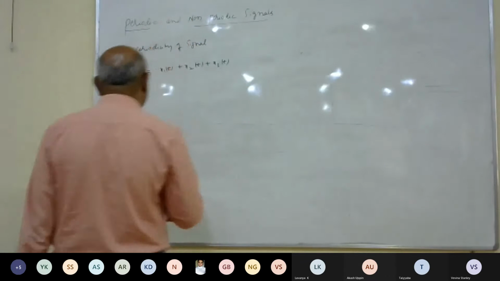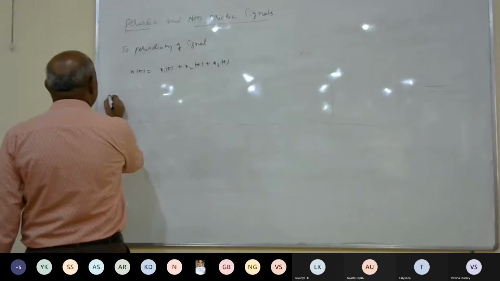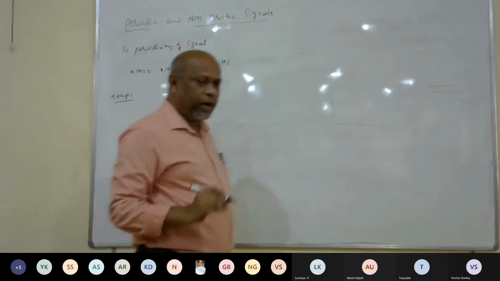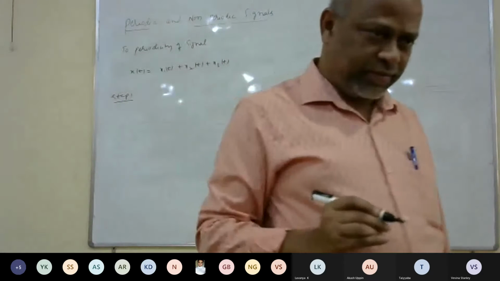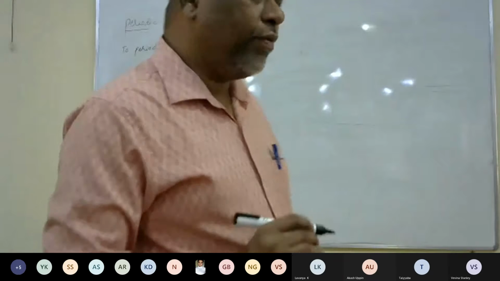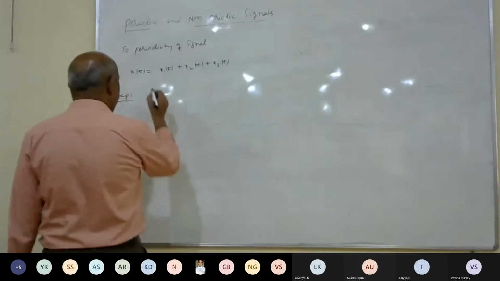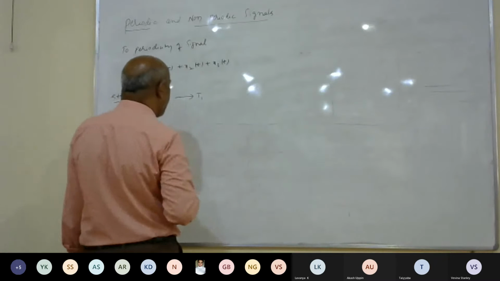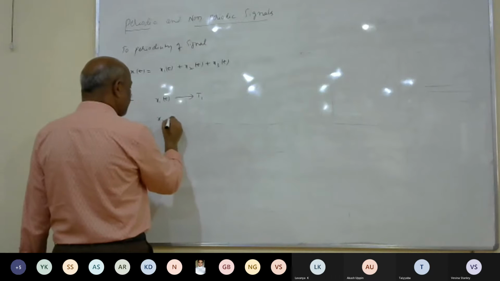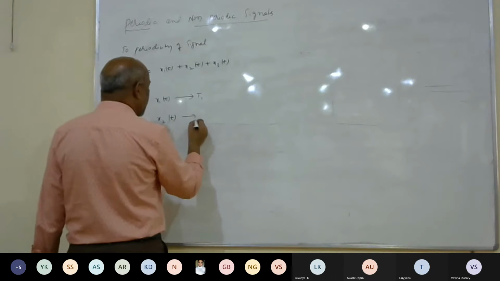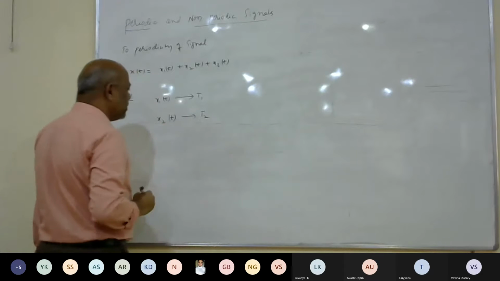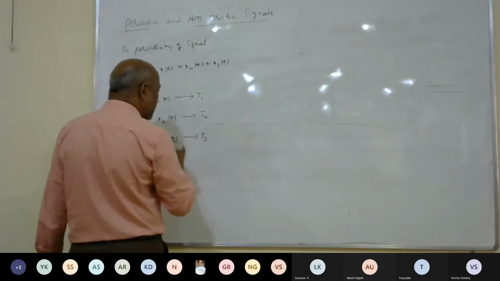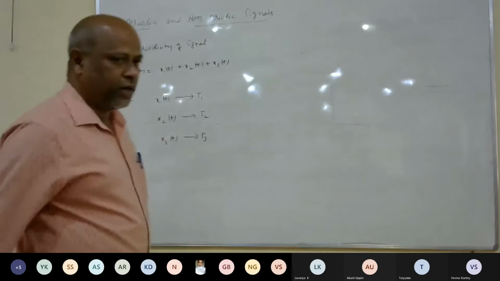In such a case, the procedure to find its periodicity is, step number one, find the fundamental period of individual signals. Suppose you have x1 of t, and take its fundamental period as T1. Next, you have another signal, x2 of t, its fundamental period is T2. Next, you have x3 of t, its fundamental period is T3. Assume that we calculated that.